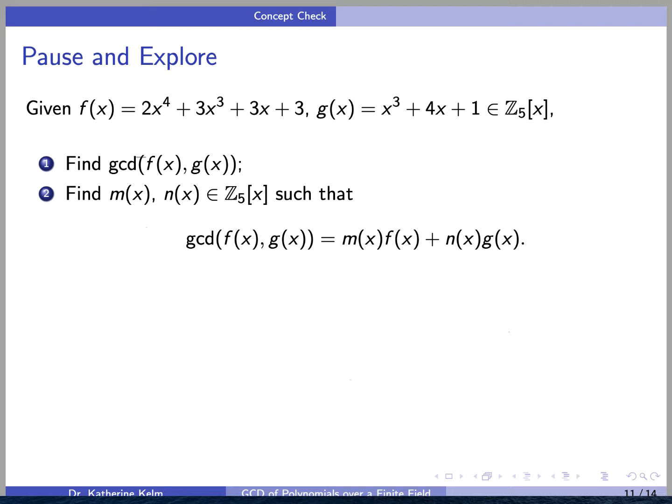Let f of x be equal to 2x to the fourth plus 3x cubed plus 3x plus 3, and g of x equal x cubed plus 4x plus 1, considered as polynomials with coefficients in Z5. In the first part, find the GCD of f of x and g of x. And second part, find a linear combination of f of x and g of x that equals this GCD. Pause the video and work out the answer to at least the first part before continuing.